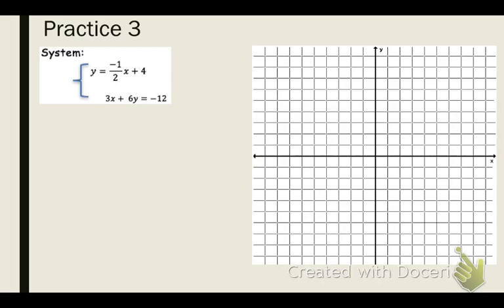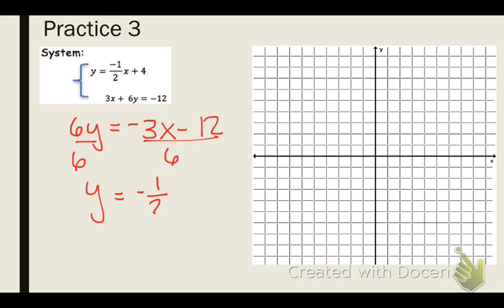You're going to convert the second one to slope-intercept form, which would give me 6y equals -3x minus 12. Then I divide both sides by 6, which gives me y equals -1/2 x minus 2. All right, so I'm going to graph the first one. I'll use purple. It crosses at +4 and has a slope of -1/2, so down 1, right 2.